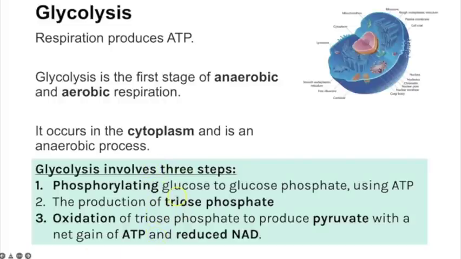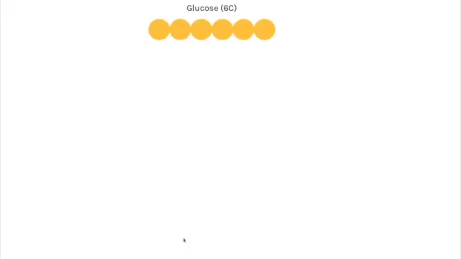First thing that happens is that glucose is phosphorylated to glucose phosphate, and that uses 2 molecules of ATP. That glucose phosphate very quickly is converted into triose phosphate, and then triose phosphate is oxidated to form pyruvate, and that produces 4 ATP and reduced NAD, which is the coenzyme used in respiration. So let's just have a look at what that would be on a diagram.